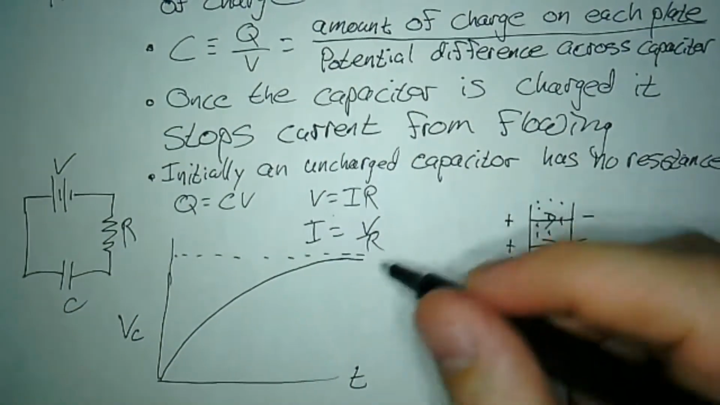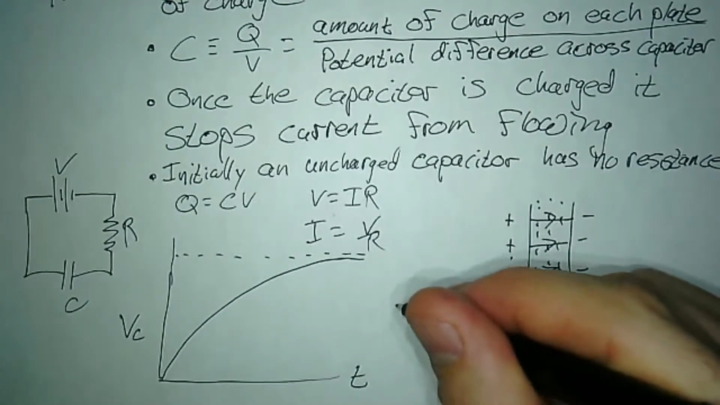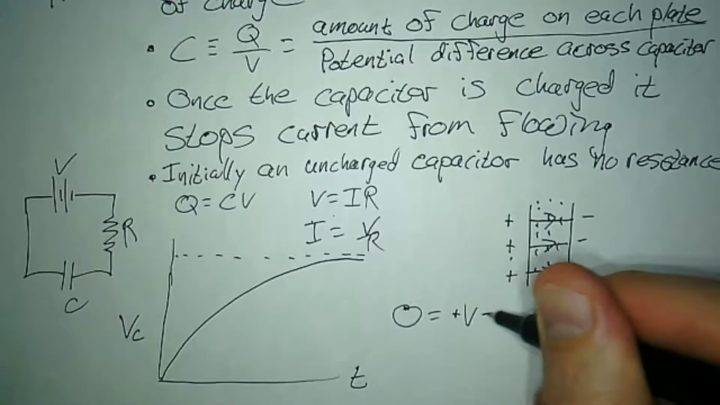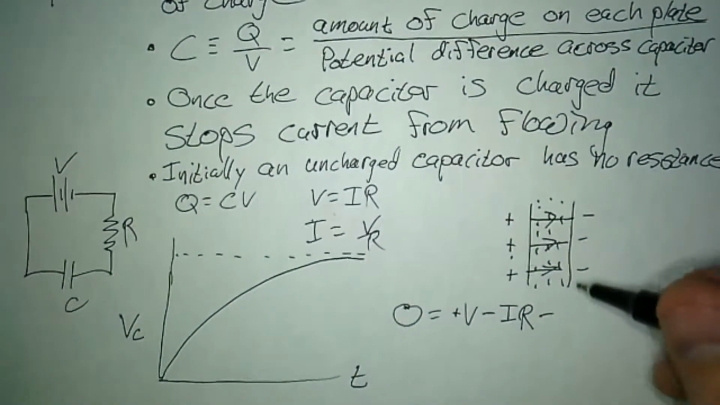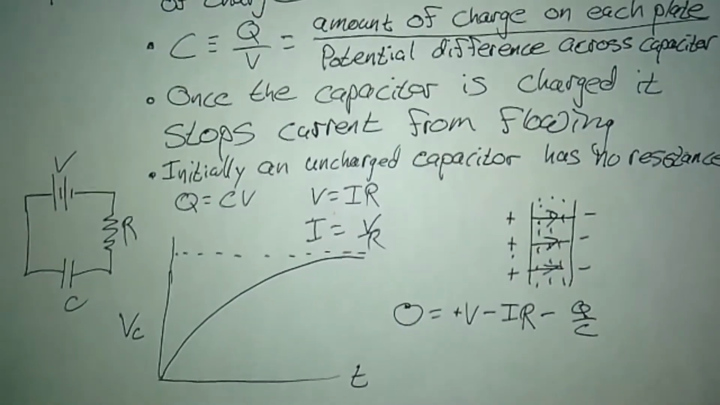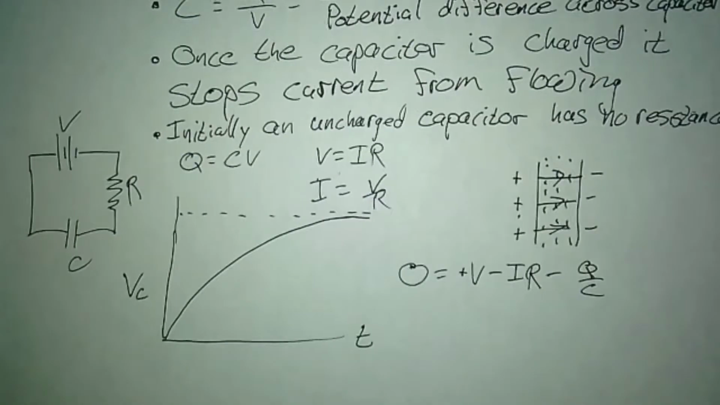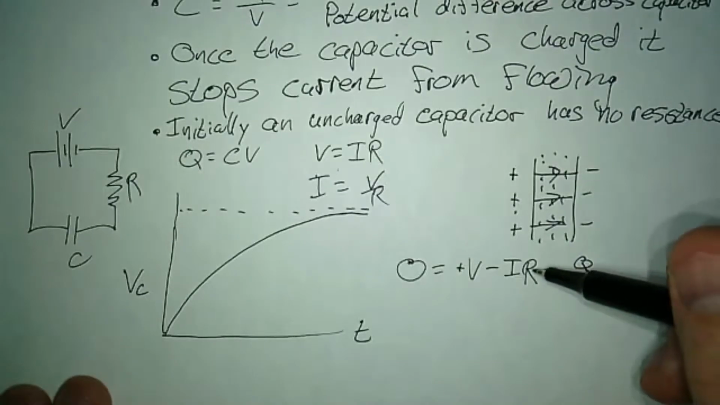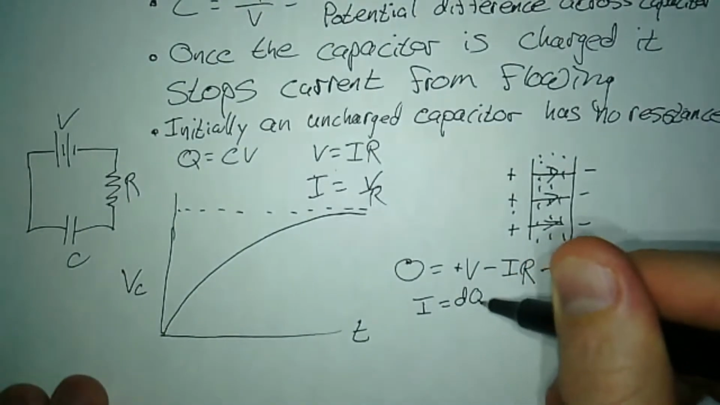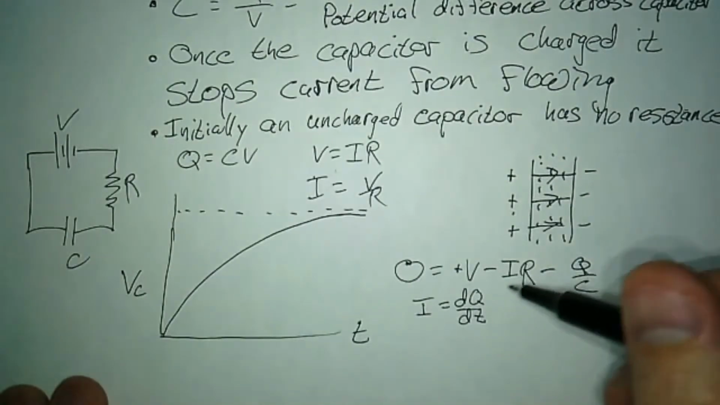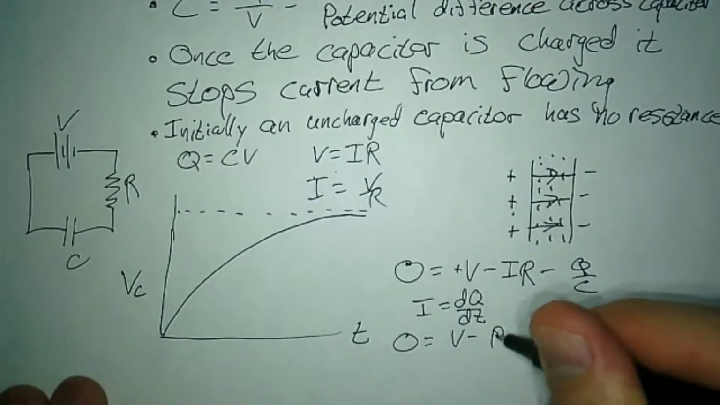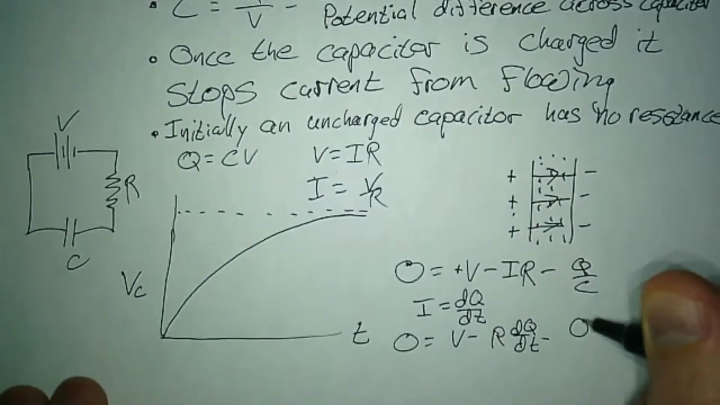Well, we're actually going to have to use Kirchhoff's loop law here. So I know that 0 equals plus V minus IR minus Q over C, right? There's a couple of things we want to remember with this. We want to remember that current is the rate of change of charge. So I'm going to write it like this, and then I want to solve this differential equation, where I substitute this in. So it's going to be 0 equals V minus R dQ/dt minus Q over C.